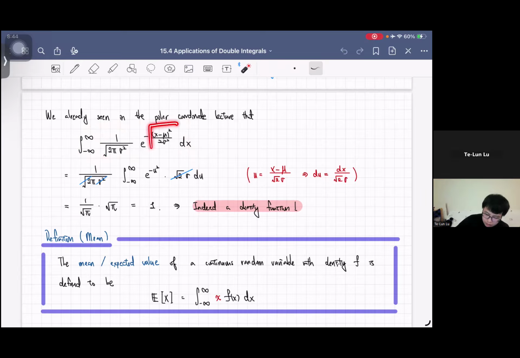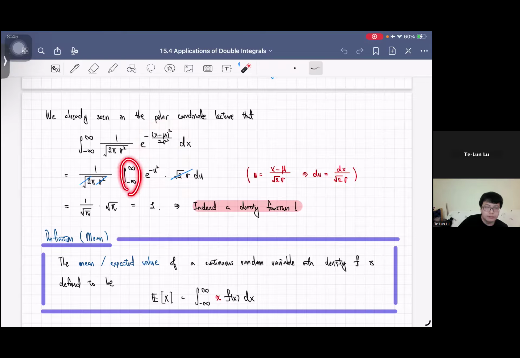We replace this whole thing by u squared. So u will be x minus mu divided by square root 2 sigma, whereas du is simply dx divided by square root 2 sigma. So don't forget mu and sigma are just constants. They can be 2, 3, minus 1, or something like that. So in this case, you have an extra Jacobian, the differential term, square root 2 sigma, and the integrand becomes exponential of minus u squared.